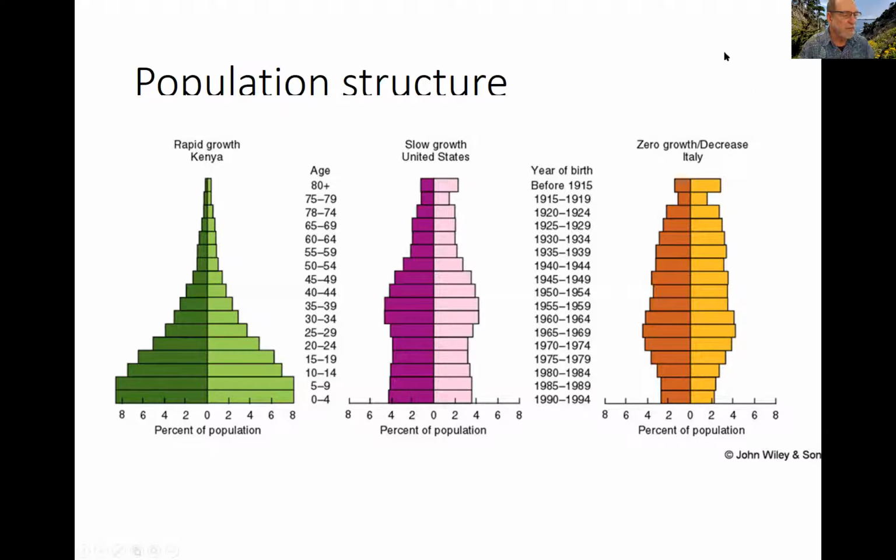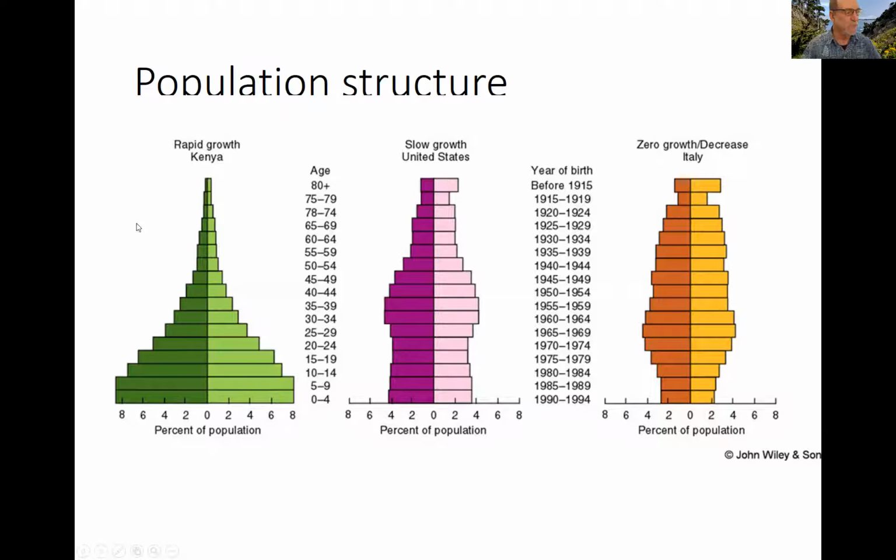So these population structures and population pyramids, although some of them are obviously not pyramids, they look more like, I don't know, a Jenga tower or something else, tell us a lot about the current situation in the country and what might be expected over time.